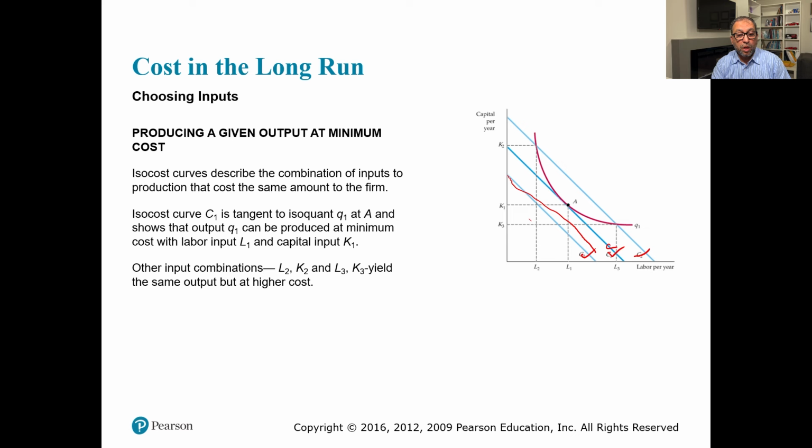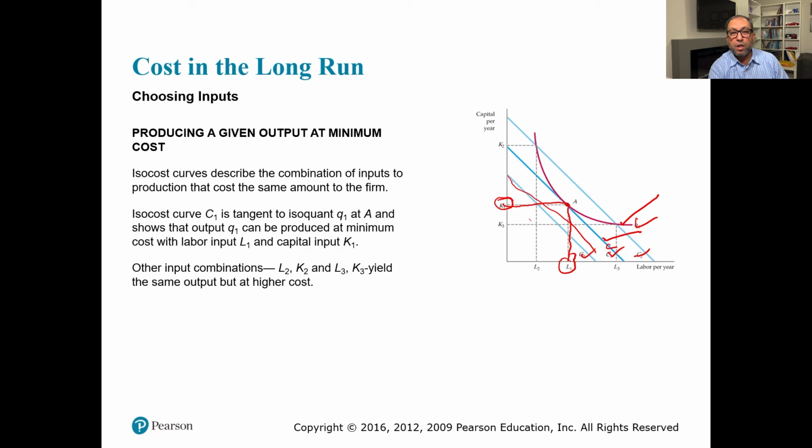So iso-cost C1 is tangent to the isoquant Q1. This is our isoquant. In this way we select, for this level of output, this much capital and this much labor to use to minimize the cost. It is where the slope of the isoquant is equal to the slope of the iso-cost. Please remember, this is our isoquant which we discussed in chapter 6, and this is our iso-cost we just discussed.